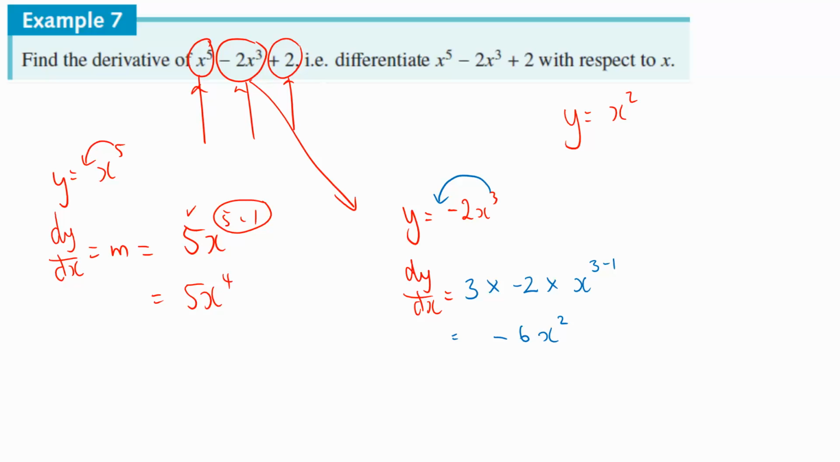What is the derivative of 2? What if I gave you y equals 2? There is no x. This is a problem. But if I were to put an x, what should it be? X to the power of what? 1? Oh, no, not 1.